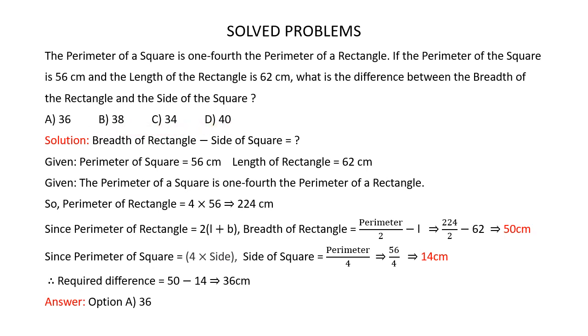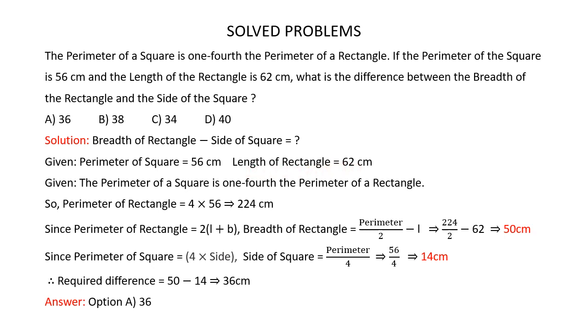So here you are asked to find the difference between the breadth of the rectangle and side of the square. So first we have to find the value of breadth of the rectangle and side of the square to get the difference. So first let's find out the breadth of the rectangle. Now it's given that perimeter of the square is 56 centimeters. Length of the rectangle is 62 centimeters.